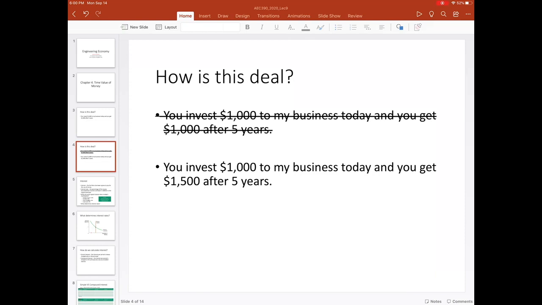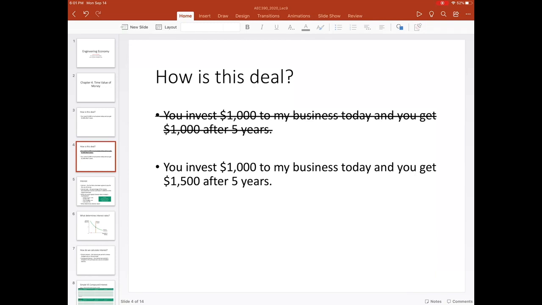Why? Because with the second option, you get your 1,000 investment back. Additionally, you also get $500 as an incentive, or we say as an interest. In this way, you will have more motivation to lend me this 1,000 as an initial investment. So interest is everywhere in this market. That's how businessmen incentivize others to invest money into their business idea.